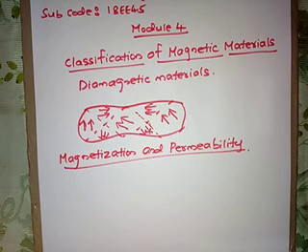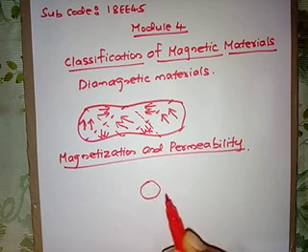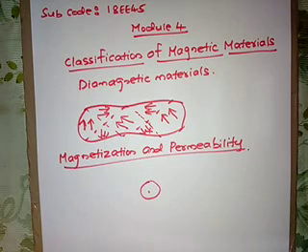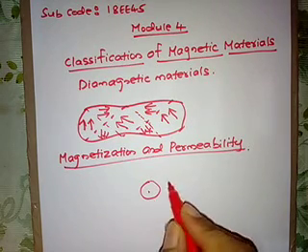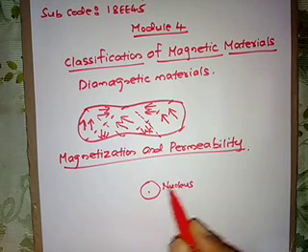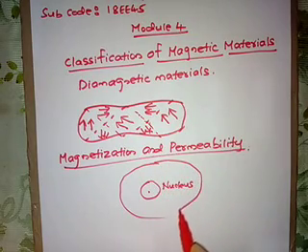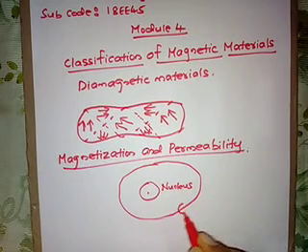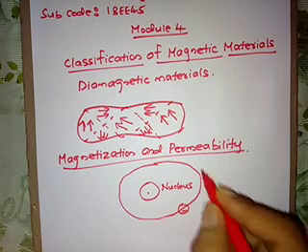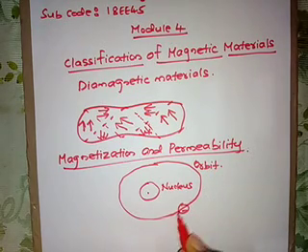In any magnetic material, the electrons revolve in orbits around the positive central nucleus. If we consider the center as the nucleus, this is the central nucleus, right? Surrounding the central nucleus, in certain orbits, the electrons will be revolving.